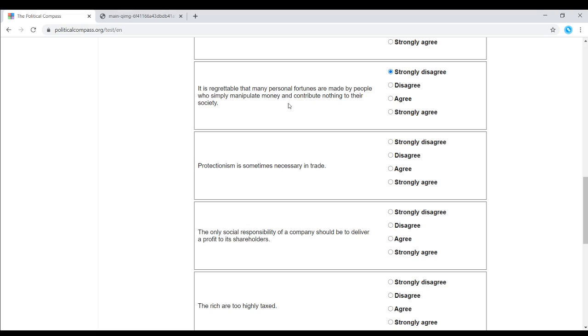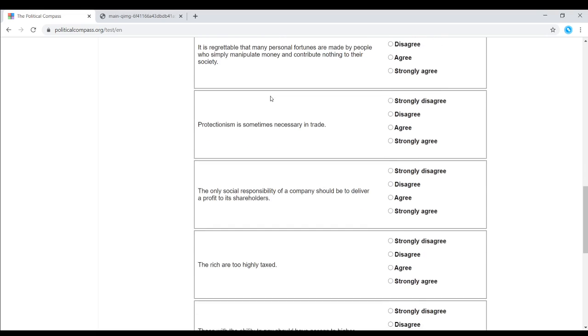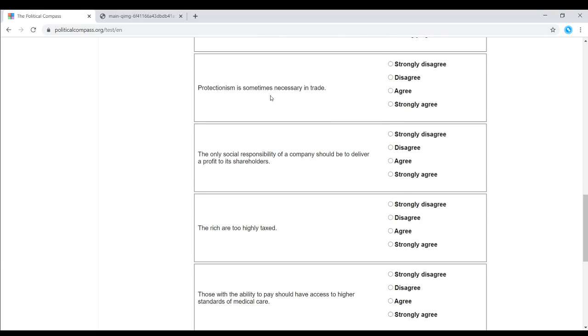You're not just not contributing to society. I don't know. Or is it talking about inheritance? I don't know. I don't know what it means by manipulate money.